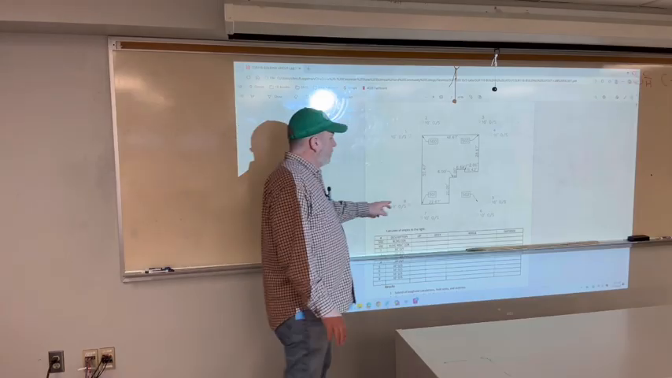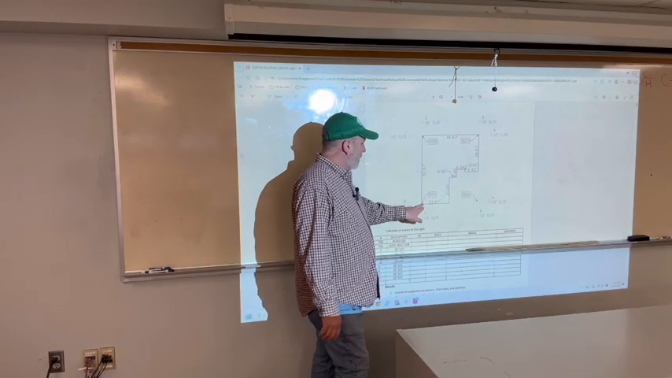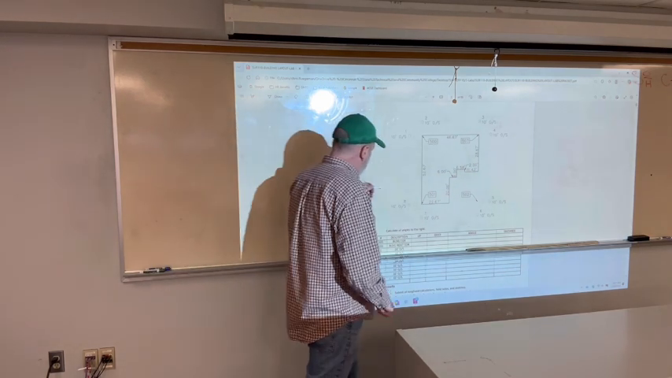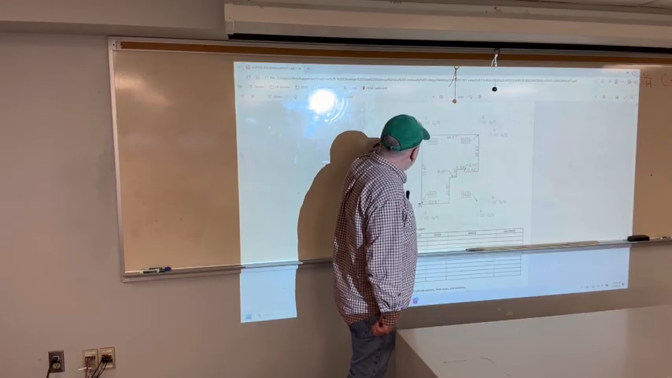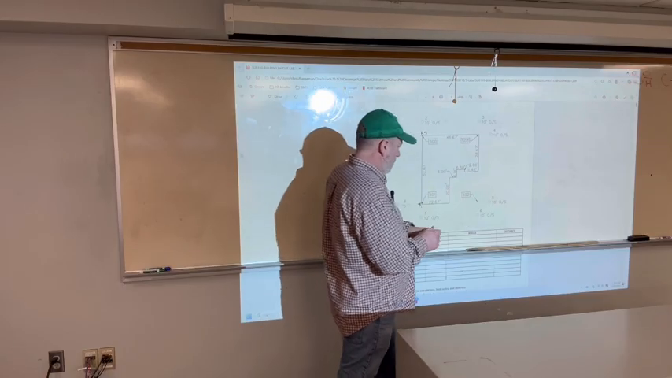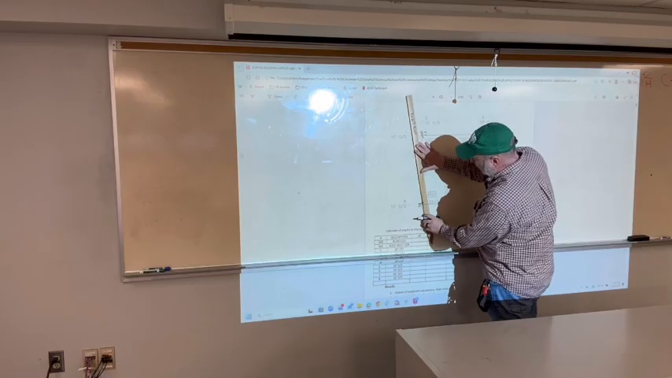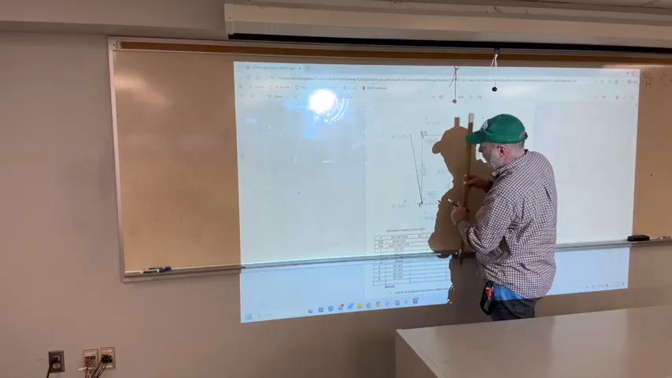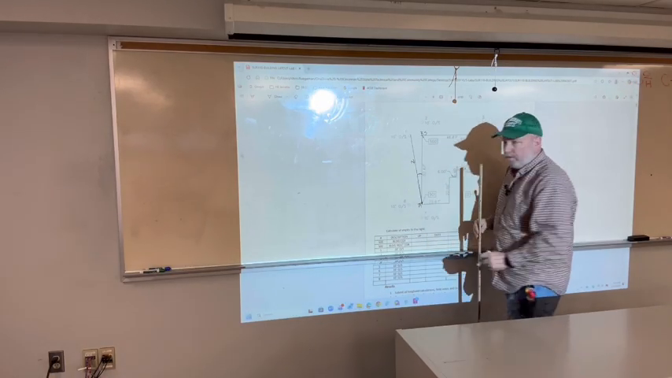So we have dimensions to all the building lines. If you're occupying point 501, you're backsighting 500. What I want you to do is calculate the distance and the angle.